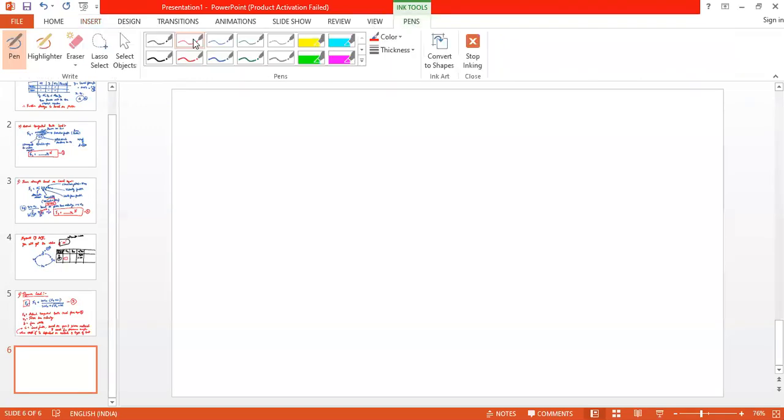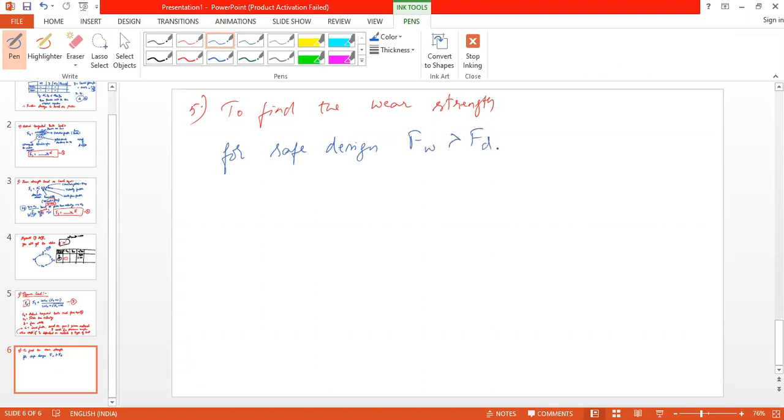The next step is step number 5, to find the FW. For safe design, FW should be greater than FD. FW must be greater than FD, and FW is given by D, B, Q, K.